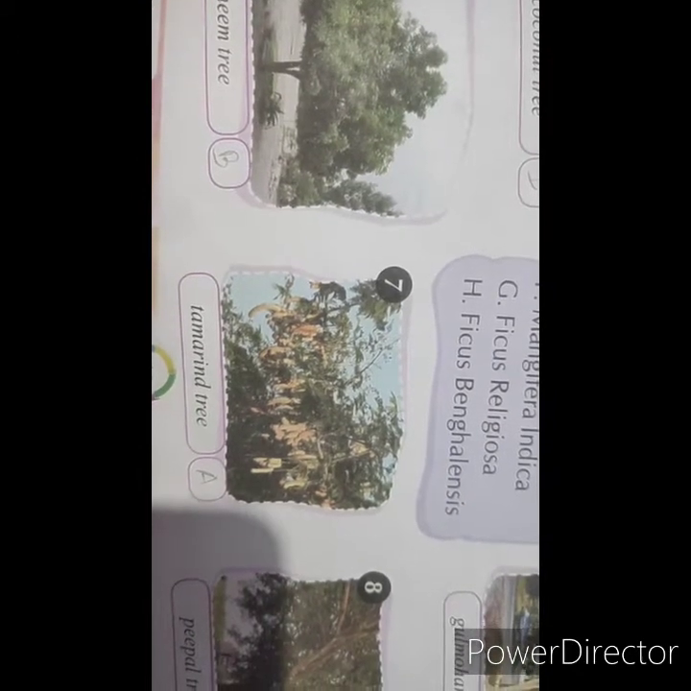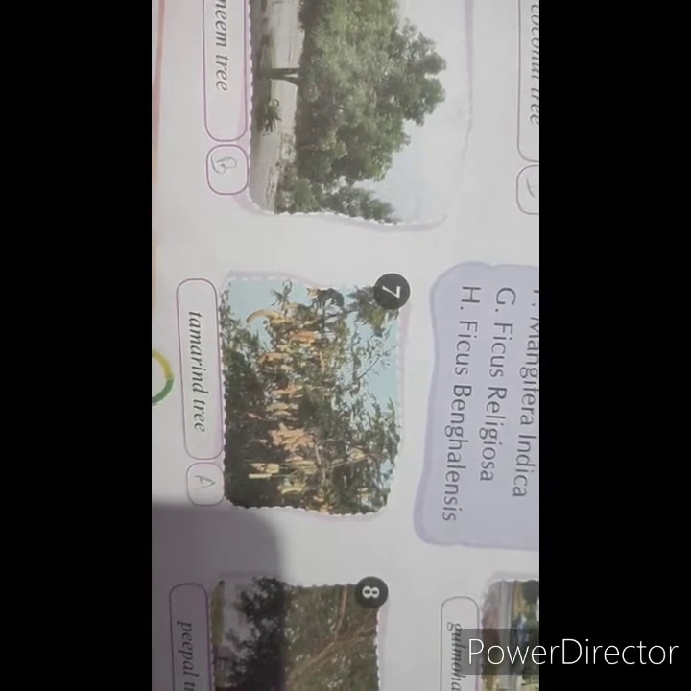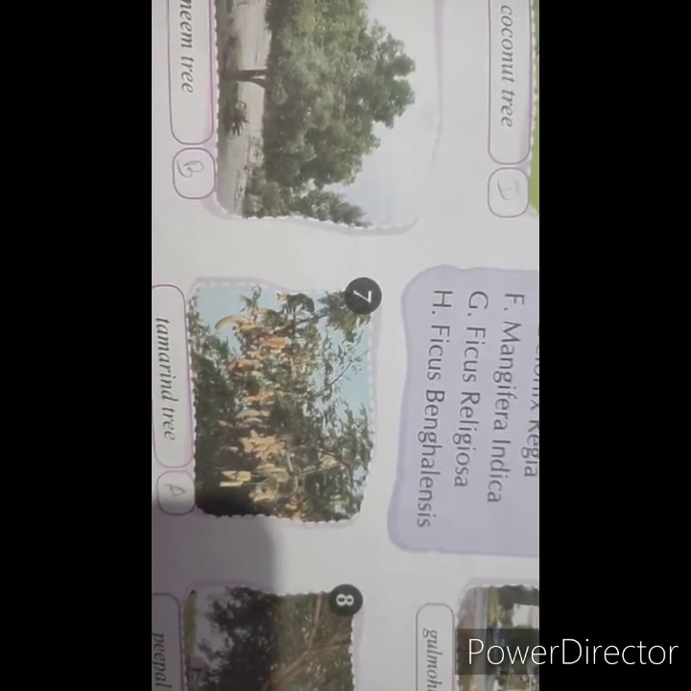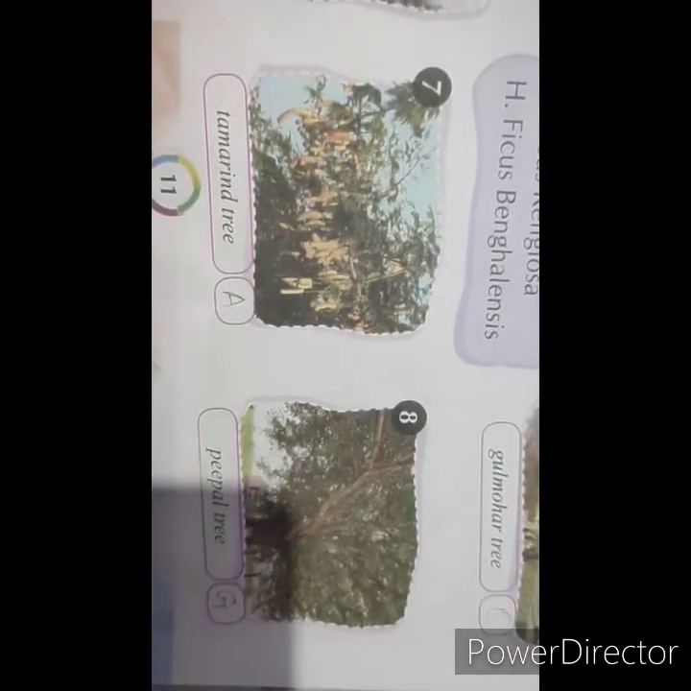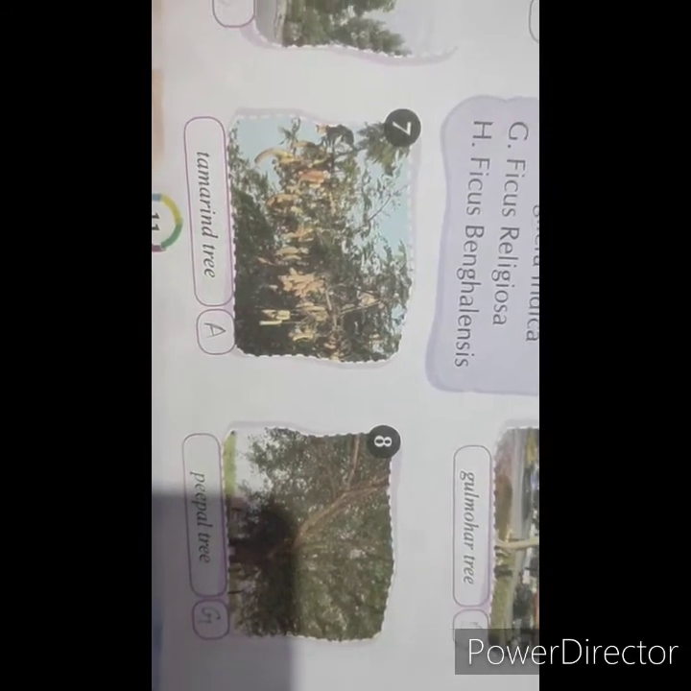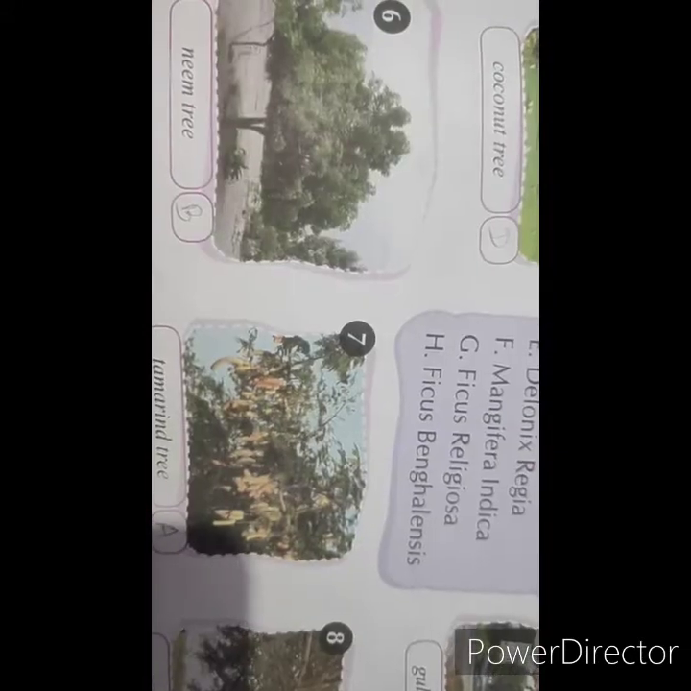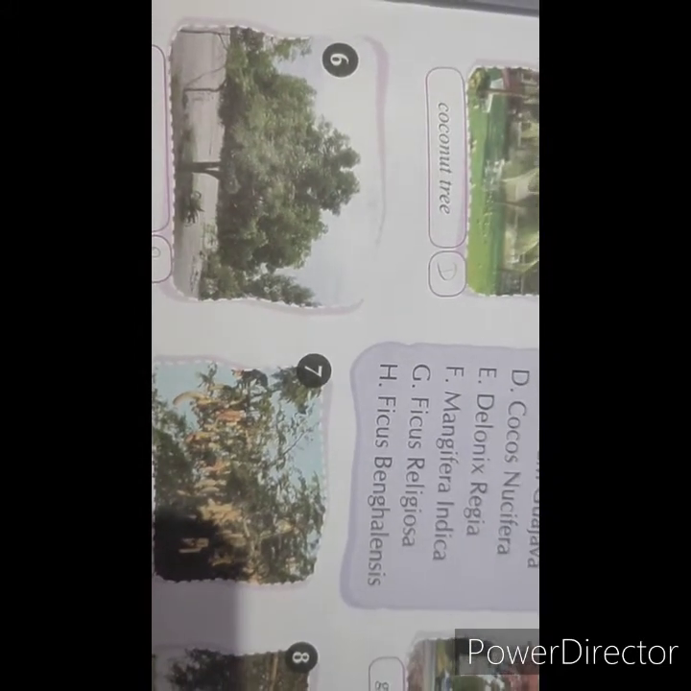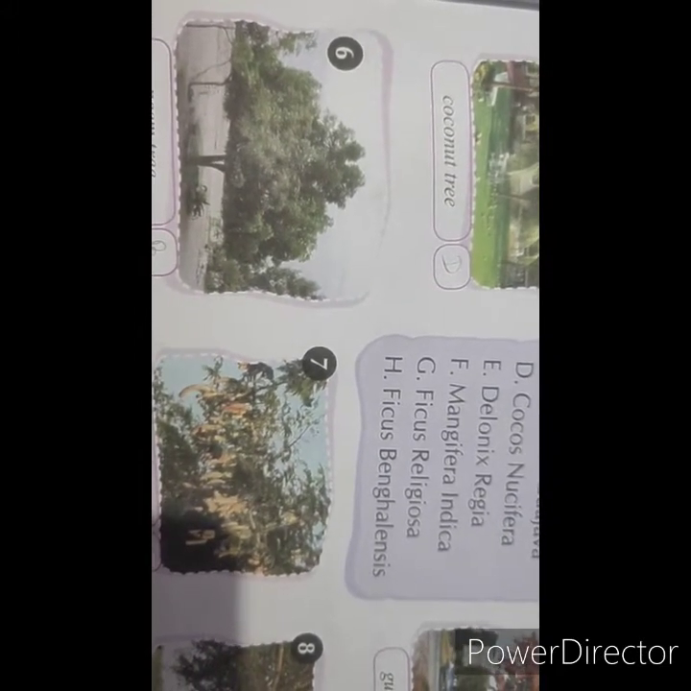Scientific name of tamarind tree is Tamarindus indica. Now, the scientific name of peepal tree is Ficus religiosa. Now, come to the next page.